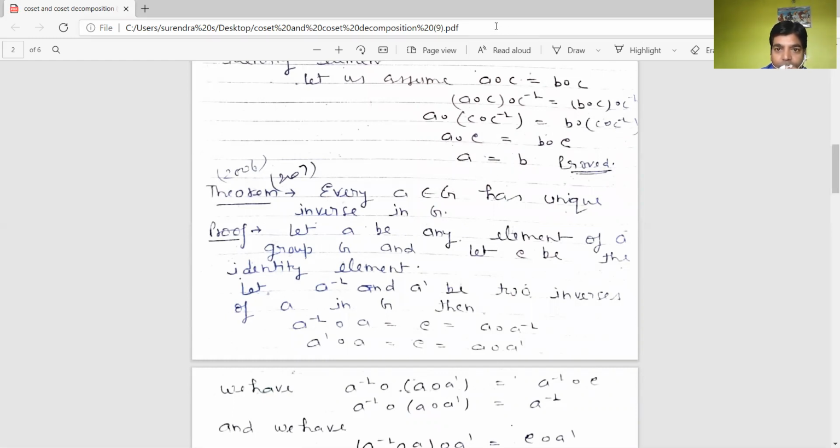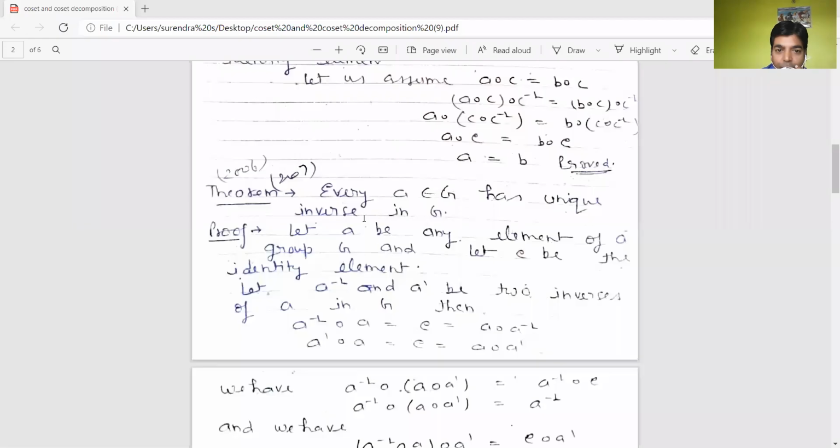This was the first property of the group, that is known as the cancellation law, right cancellation law and left cancellation law. Now again, we will see the second property of the group.